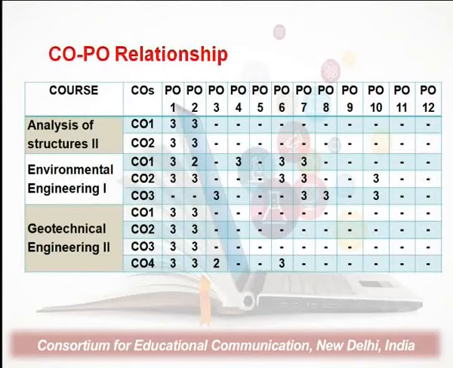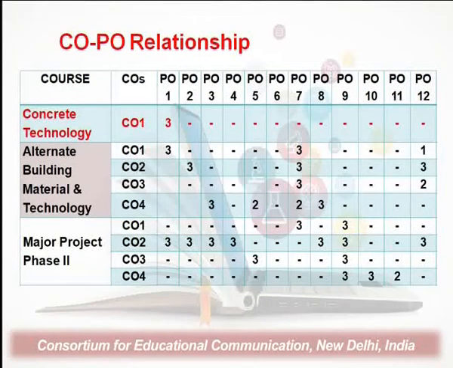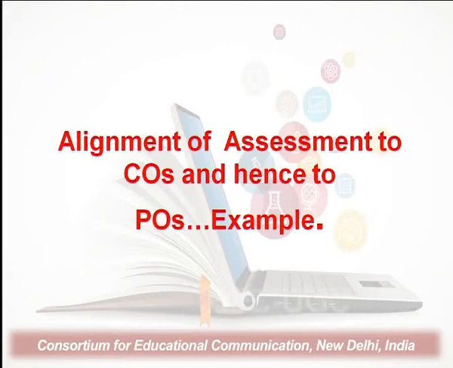So we can see here that as far as the PO-CO relationship is concerned, for the analysis of structures, environmental engineering and geotechnical engineering, we are able to have 3. That means the matrix is very good. Now let us see the PO-CO relationship of the other courses in this particular example. In case of concrete technology, again it is 3. In hydro and water resources, and in quantity surveying and costing, the first outcome is showing 2, and the PO-CO attainment of CO is showing as 2. So we can see this matrix, what we are able to achieve, and this matrix is very helpful in understanding the relationship of the POs and the COs.